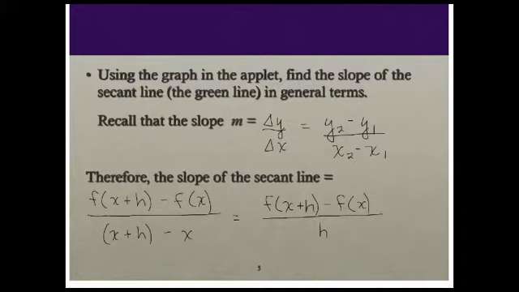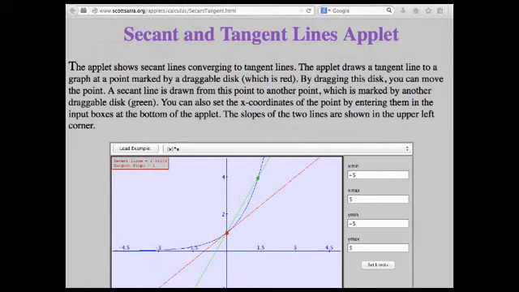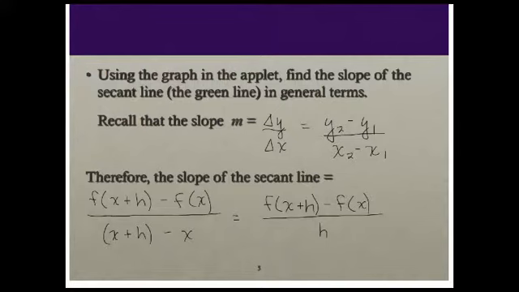So let's go back to our applet. That green line, if we wanted to find the slope of it, that expression we came up with should give us that slope we want no matter where this point is. So no matter where I put this green point, that expression we found should give us the slope we need.